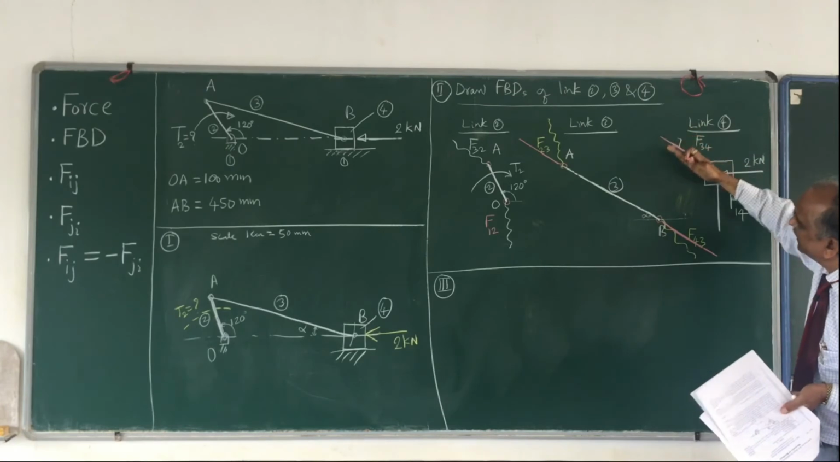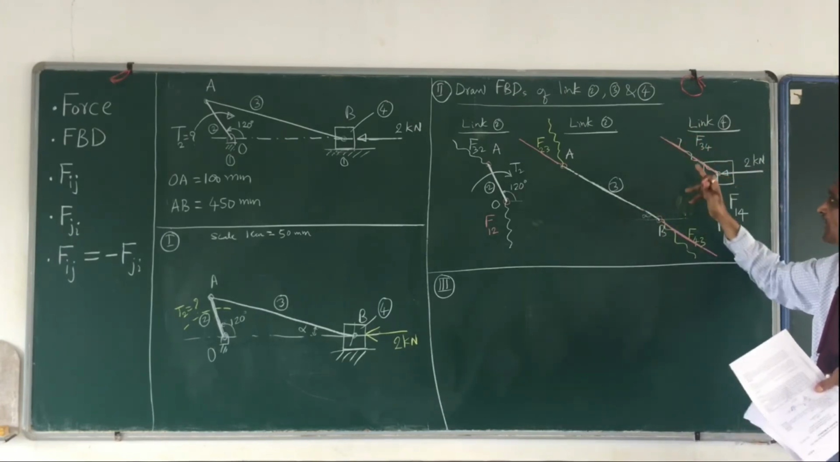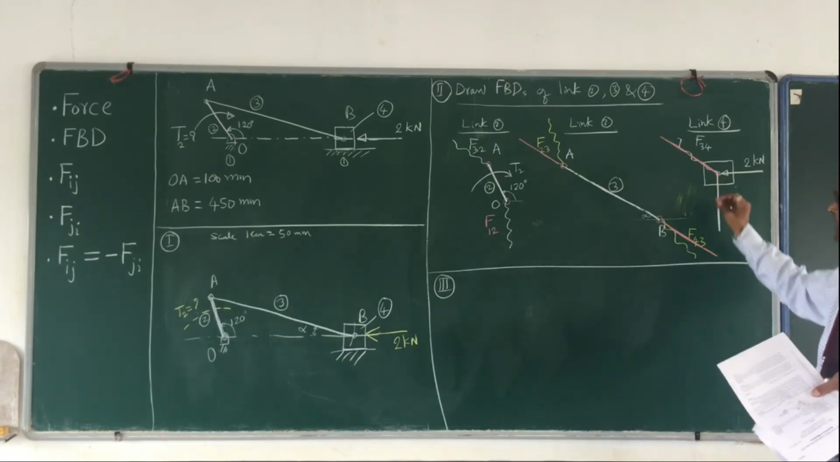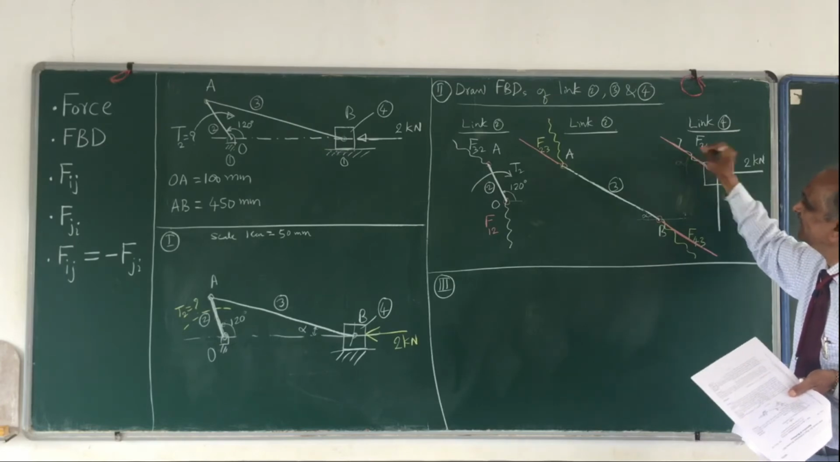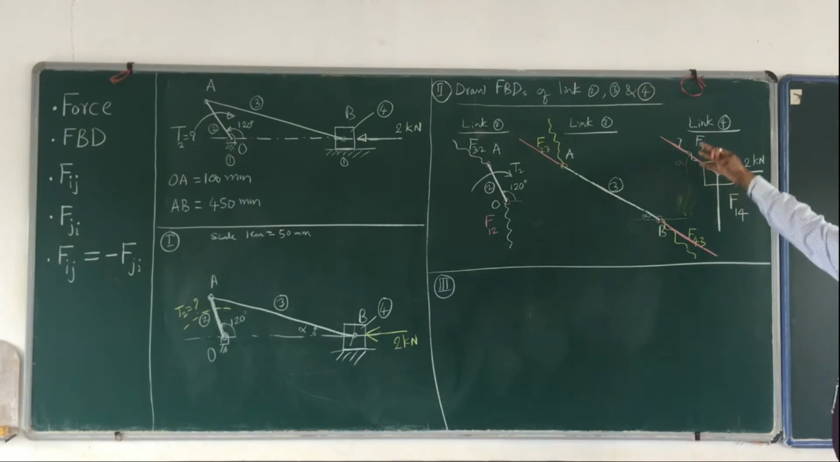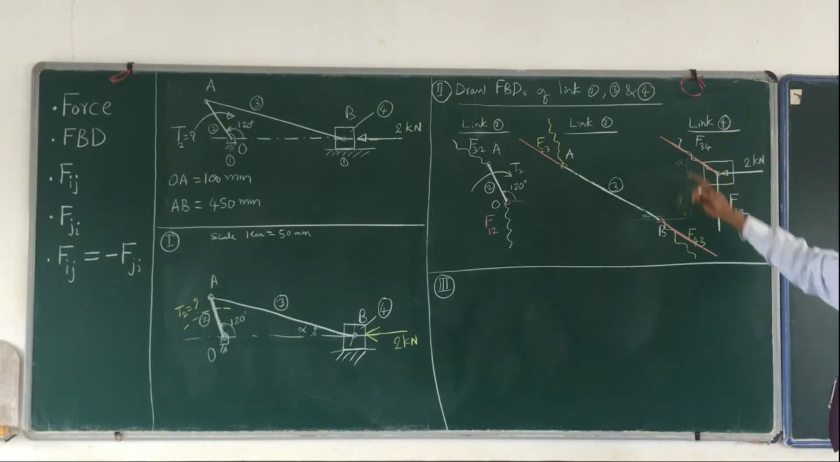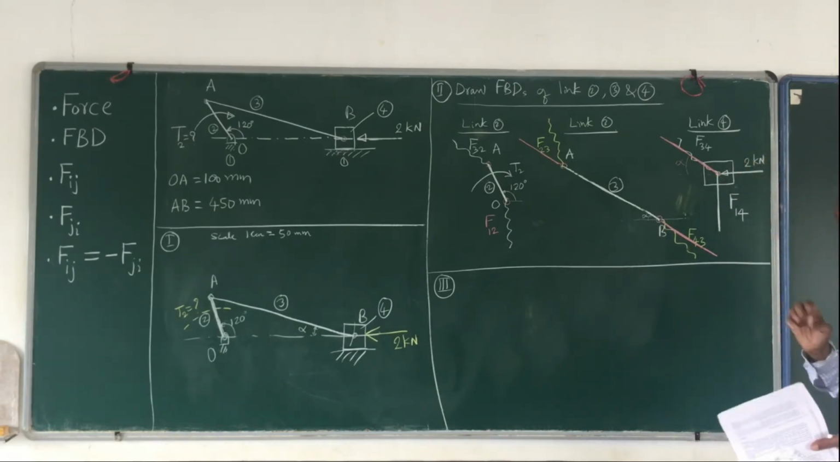This is exactly parallel to this. I know this F34. And just for the sake here, this angle is alpha. Okay, so now here, this is a 3-force system. F34 is one force whose line of action is known. F14 is another force whose line of action is known. And 2 kilonewton is another force whose magnitude, direction, everything is known.